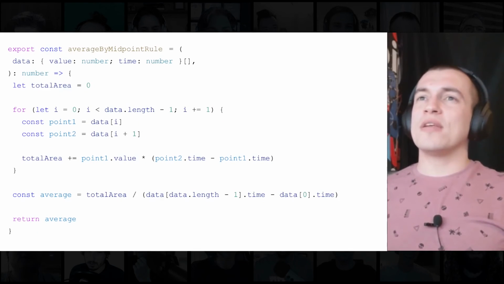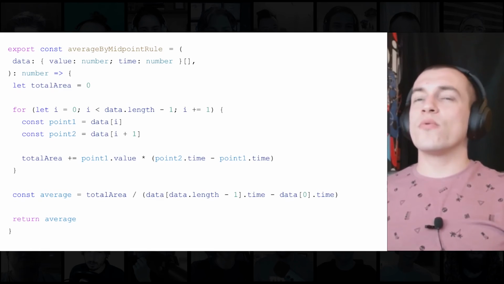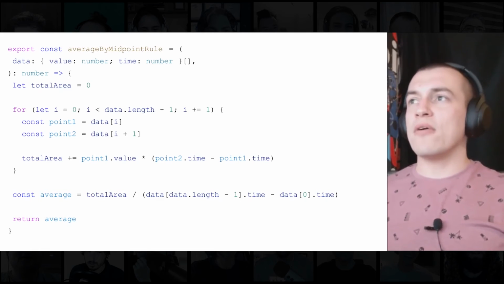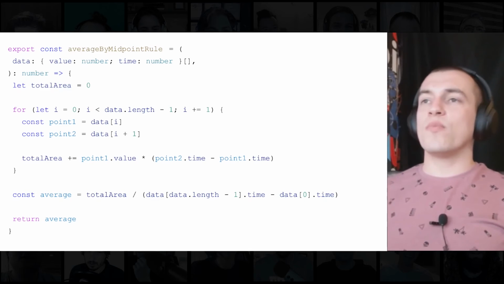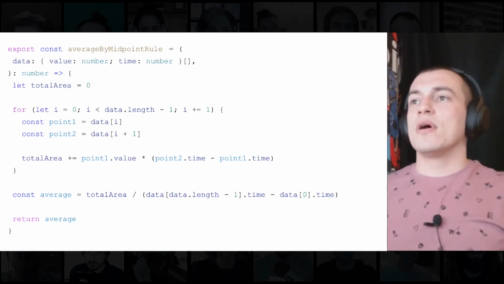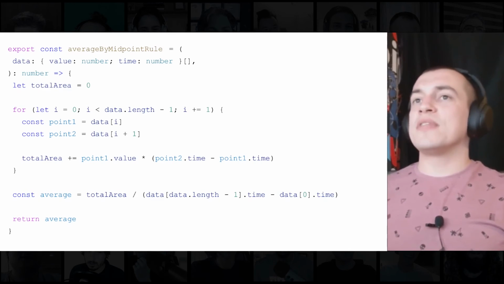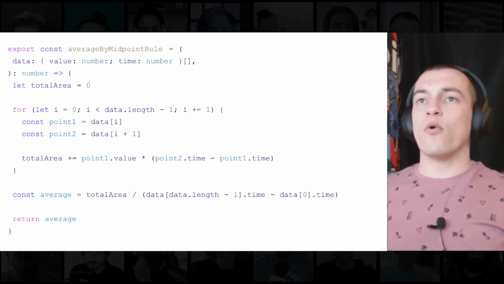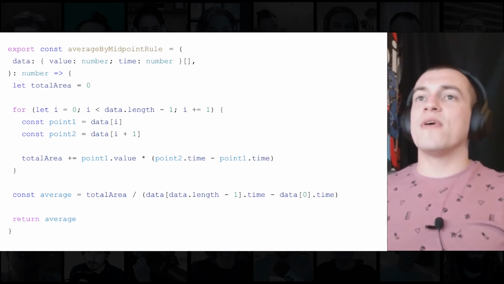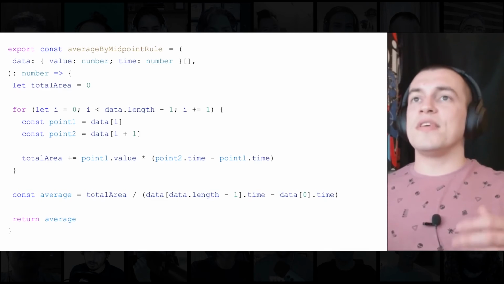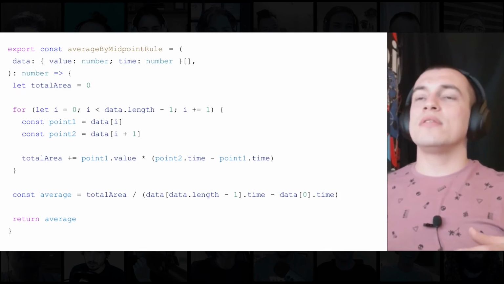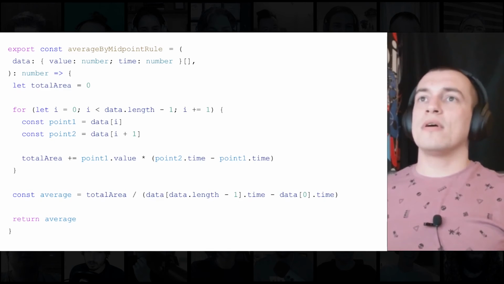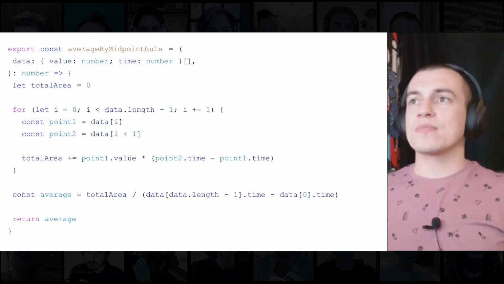So in order to calculate the average by midpoint rule, we have to keep track of total area, and for every 2 points, we have to increment this total area by the first point's value multiplied by the time difference between the 2 points. And then, in order to find the average by the definite integral, we need to divide this total area by the total time that we have.